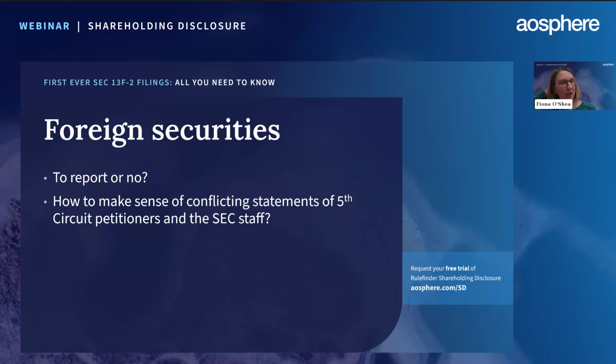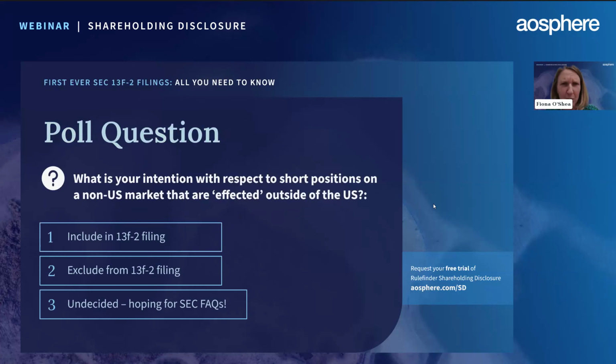Sure. We just thought it's sometimes comforting to know what your peers are doing at other organisations, what other market participants are grappling with the same issue as yourself. So the next poll question that we had was just: what is your intention with respect to short positions on a non-US market that are affected outside the US? So, if the status quo is as today, on the 14th of February, what are you planning to do?